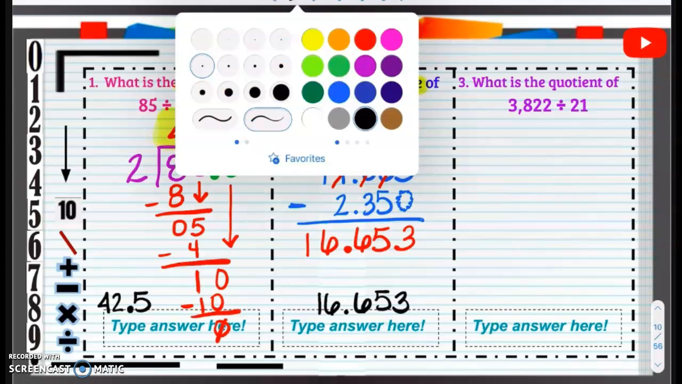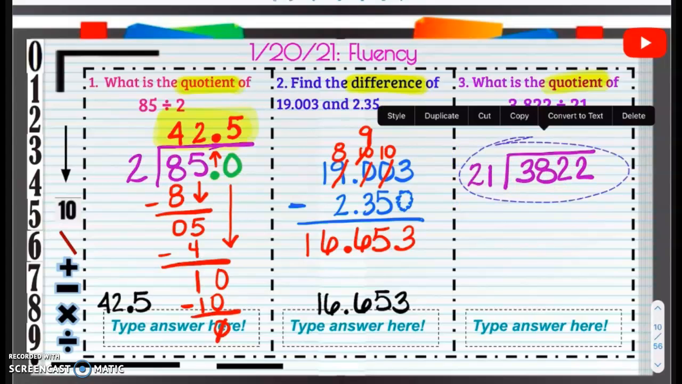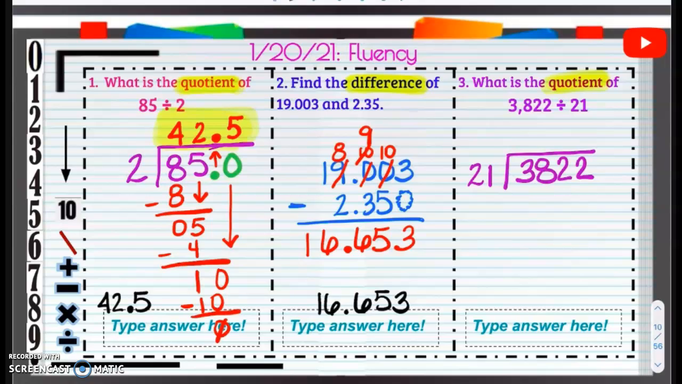All right, let's take a look at the next one. What is the quotient? So again, division here. 3,822 divided by 21. I'm actually going to move this down to start. All right, now there's no decimals to pop up, so we're going to go ahead and get started on dividing. 21 cannot go into 3, but 21 can go into 38. It can only go in just one time, which is okay. So 21 times 1 is 21.